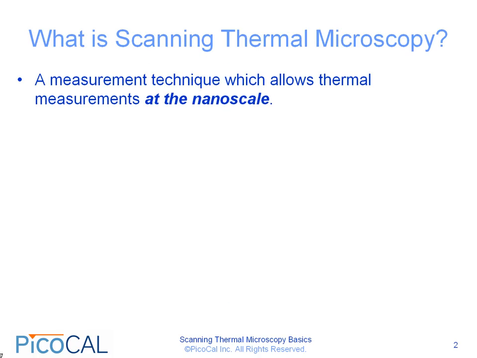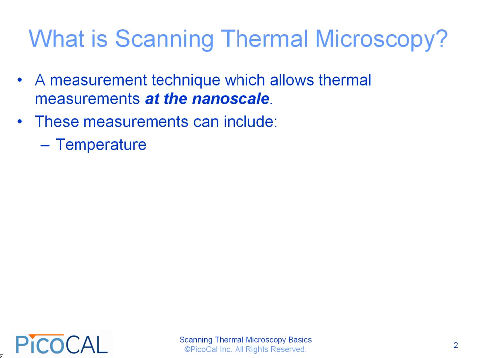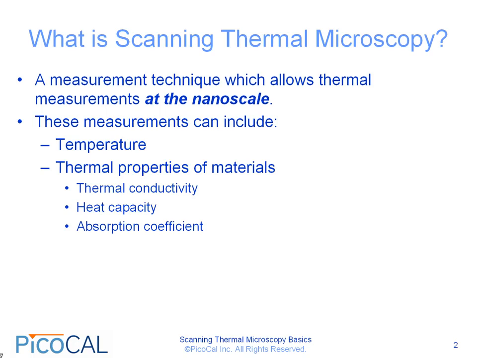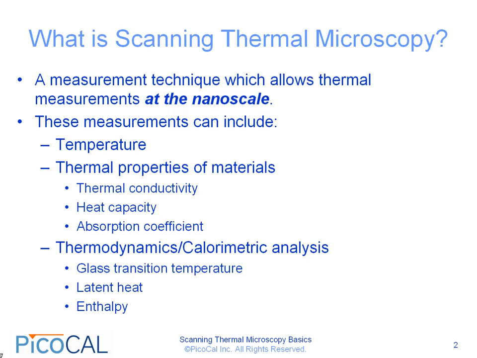Scanning thermal microscopy is a measurement technique which allows thermal measurements at very small length scales, at the nanoscale. These types of thermal measurements can include temperature. They can include thermal properties of materials such as thermal conductivity, heat capacity, and optical absorption coefficients. And it can also include thermodynamic or calorimetric analysis, such as glass transition temperature, latent heats, and enthalpy.